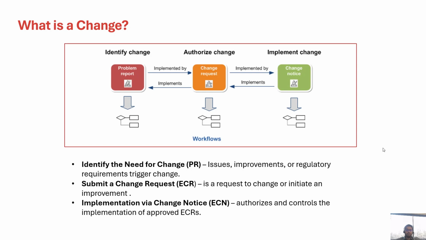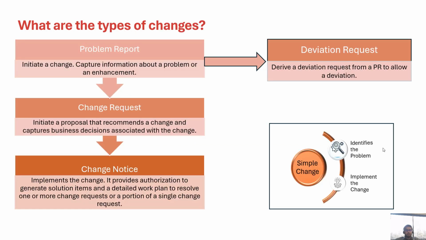Then lastly, we have the change notice. This is the type that actually implements the solution to the product design. So first we have the problem report, where we identify the problem, which is implemented by a change request, and then the change request is implemented by a change notice. And then you have the vice versa as well. So let's try to understand these types in detail.